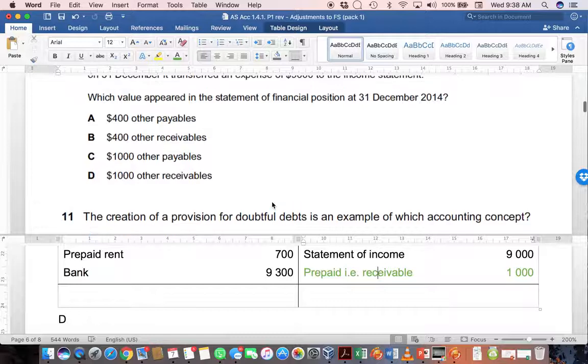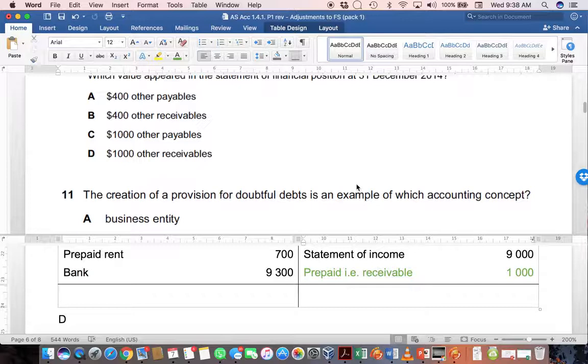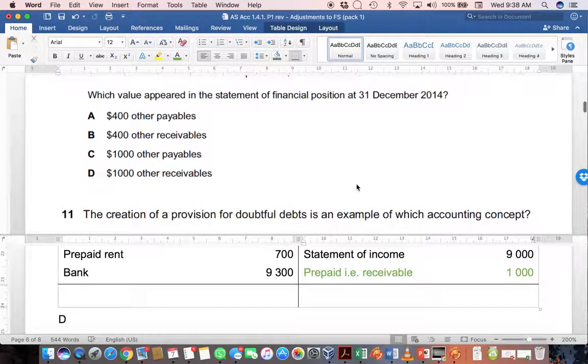Number 11. The creation of a provision for doubtful debts is an example of which accounting concept? What we're going to do here is look at each one. Or you could actually start by saying, what do you think it is? Well, if you're creating a provision for doubtful debts, that is where you are trying to have a fair reflection of the actual state of affairs of the business. In other words, you don't want to say that people are going to pay you more than they actually will. So it would be your fair presentation IFRS concept.